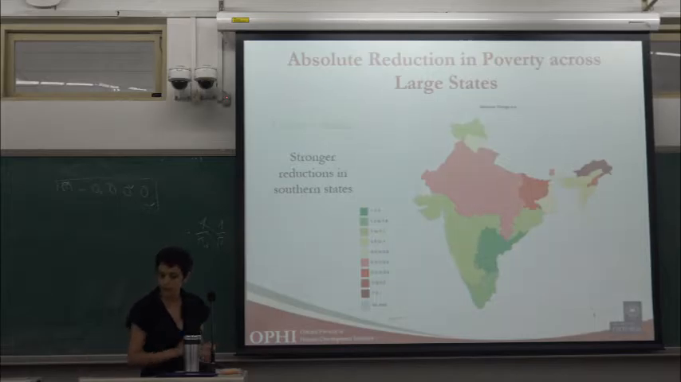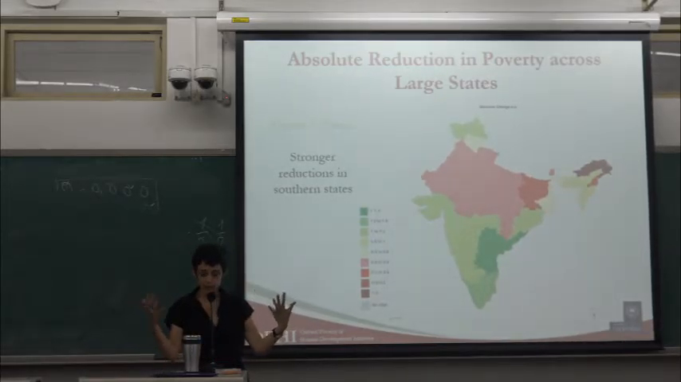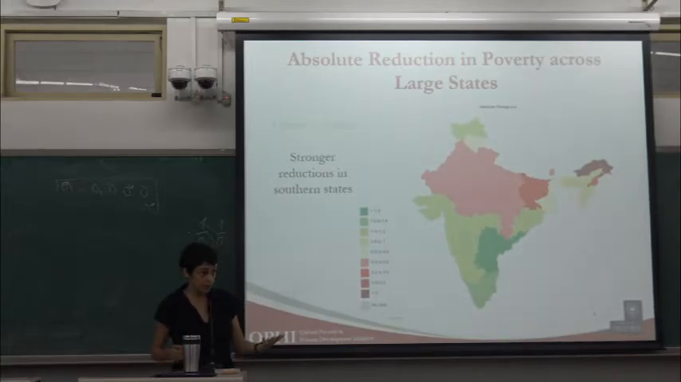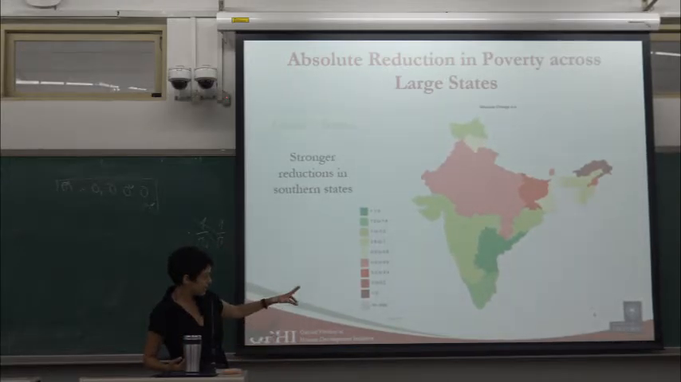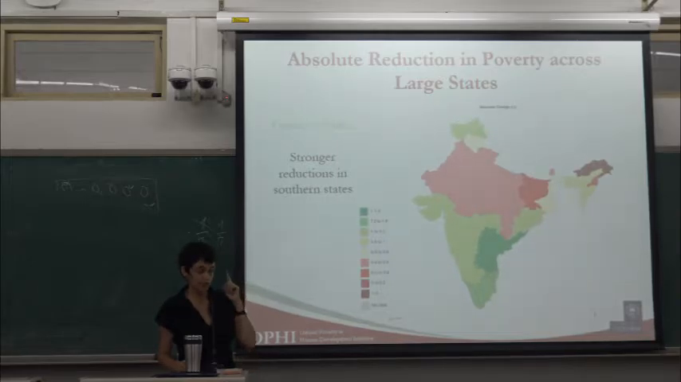Let's start with the first. The first, they just look at the changes on the indicators as we did before, and they concluded, what does this map tell you? It's actually incidence that the southern states of India have done much better. So the incidence of poverty has reduced much faster in the southern states than in the northern states.